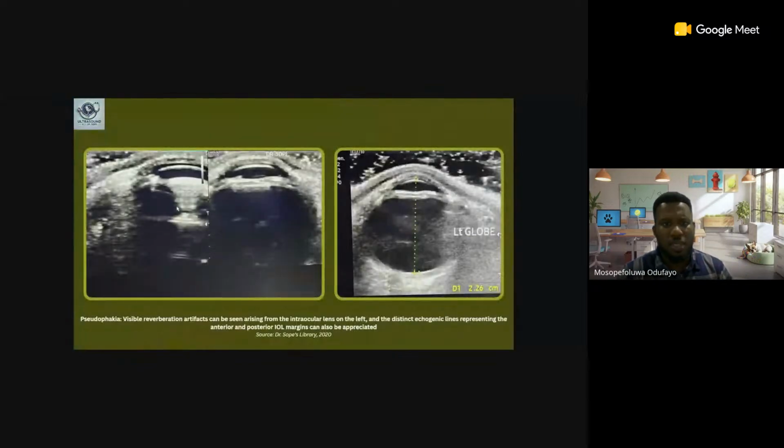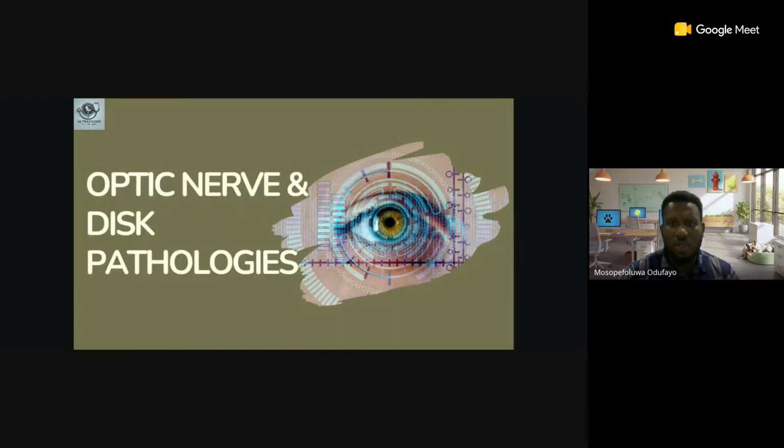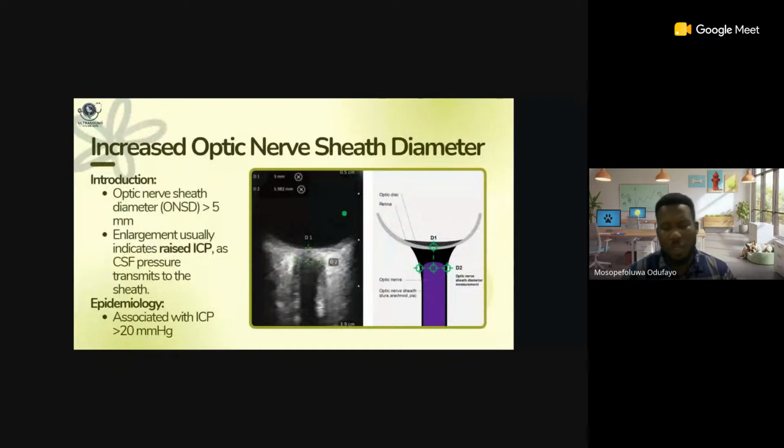Okay, so look at it here, intraocular lens. Look at the reverberation artifacts again. Flattened, two echogenic lines here. You can see that flattened, two echogenic lines in this place, reverberation artifacts over here. Take note of that. Never forget. Optic nerve or disc pathologies. Let's talk about that one.